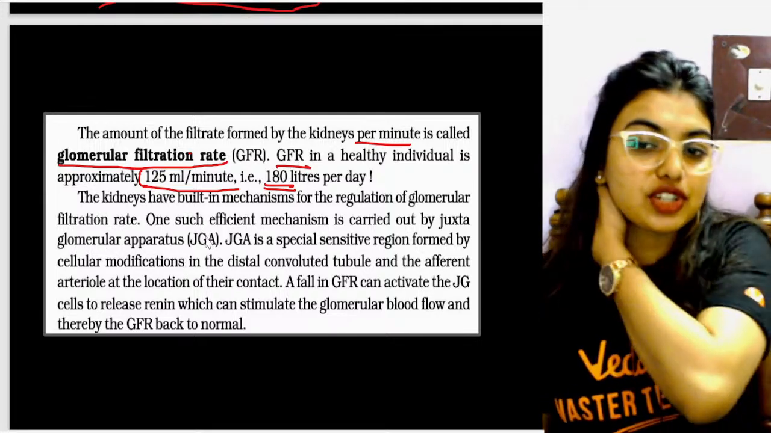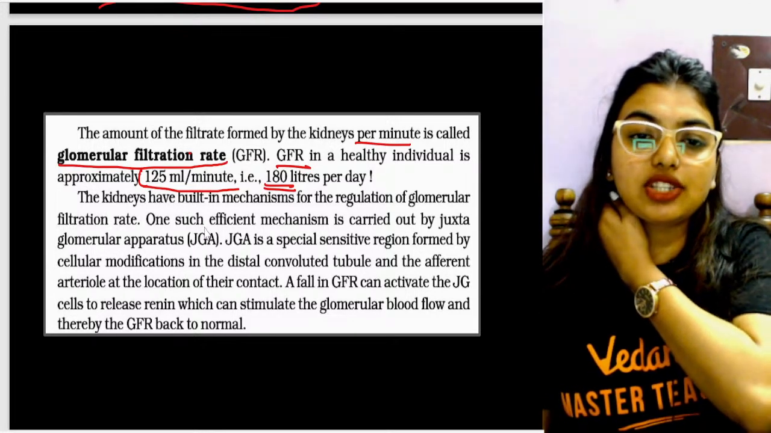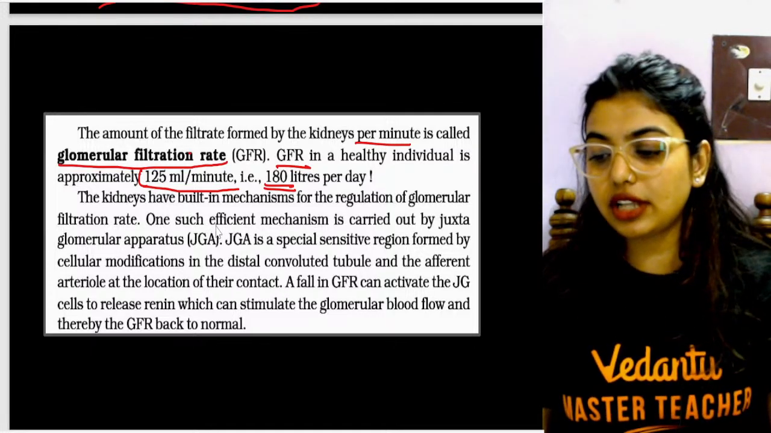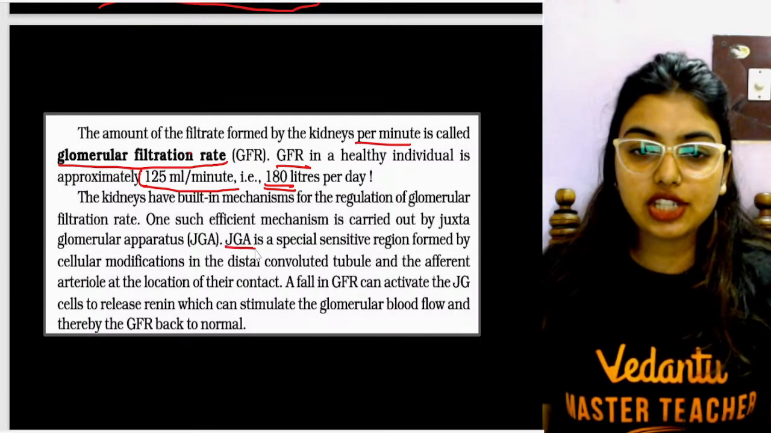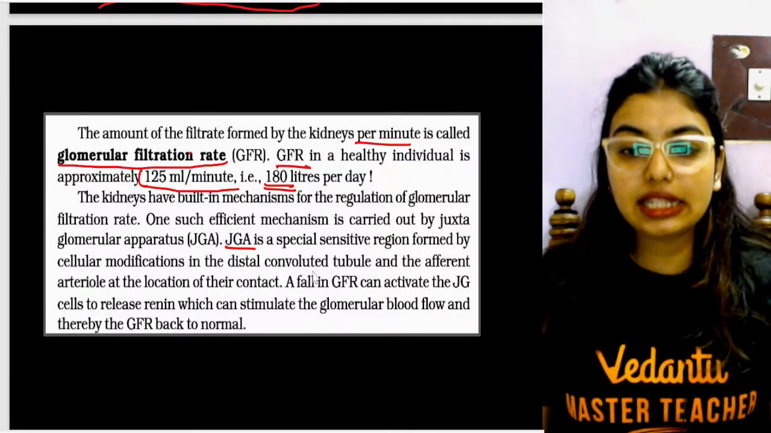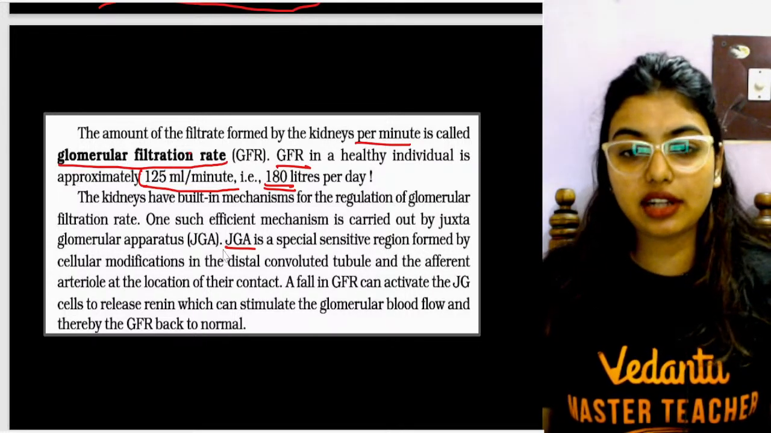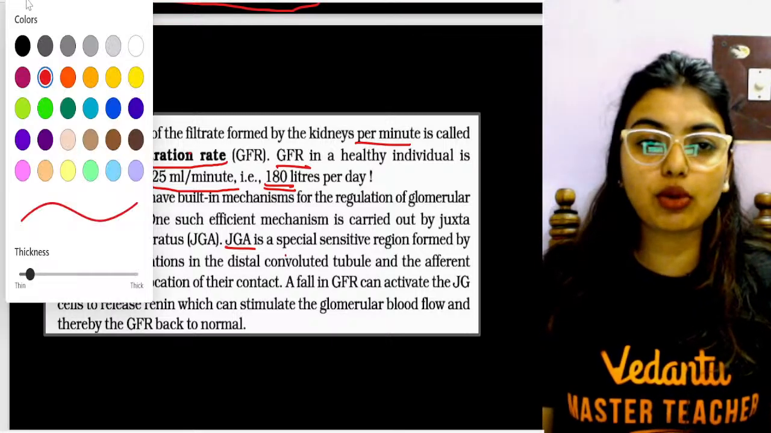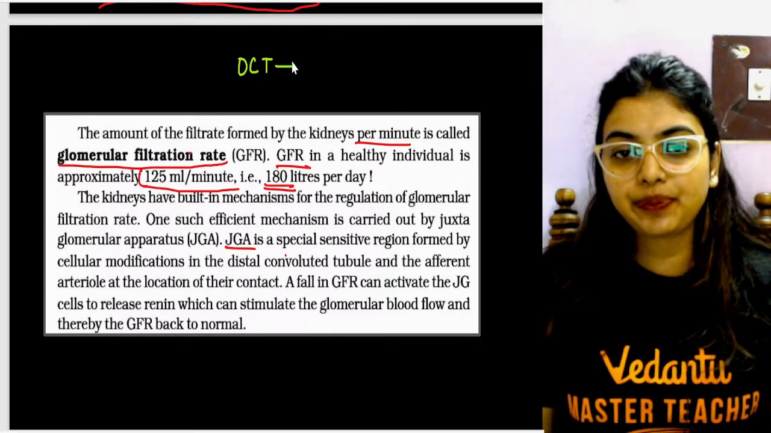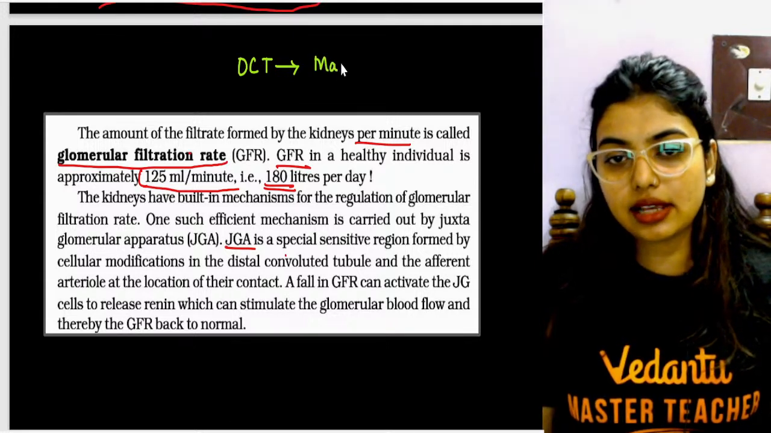One such efficient mechanism is carried out by the juxtaglomerular apparatus. Yesterday I taught you the juxtaglomerular apparatus. Now tell me what they are going to release. JGA is a special sensitive region formed by the cellular modification in the distal convoluted tubule and the afferent arteriole. So in the distal convoluted tubule, what is going to be formed? Macula densa is going to be formed in the DCT.